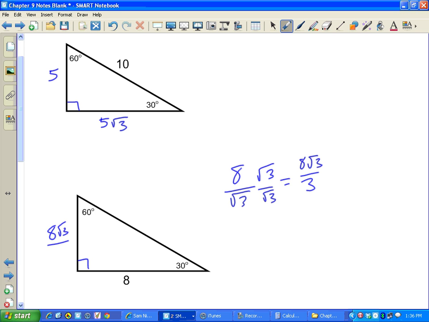8 square root of 3 over 3. So that's the short side. If I want the long side, I just need to double this. Well, this is 8 square roots of 3 over 3. If I double it, I've got 16 square roots of 3 over 3. Okay, and that's how you solve these.